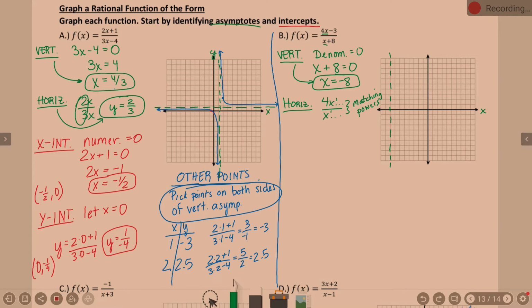And so what is the rule when I have matching powers? We had a lot of these yesterday, right? When you have matching powers, you take the ratio of the coefficients. So my coefficients here are the 4 and the invisible 1. So 4 over 1, or in other words, y equals 4. Okay, so for the horizontal asymptote, on your y-axis, go to 4, and you can make your horizontal asymptote there.